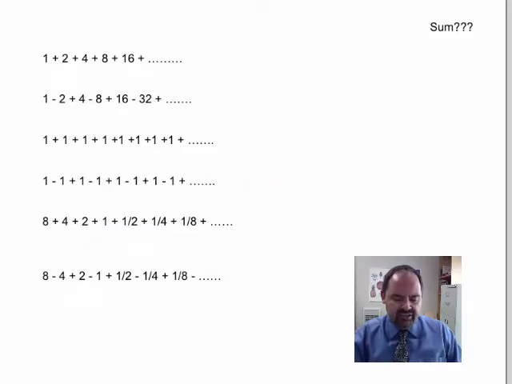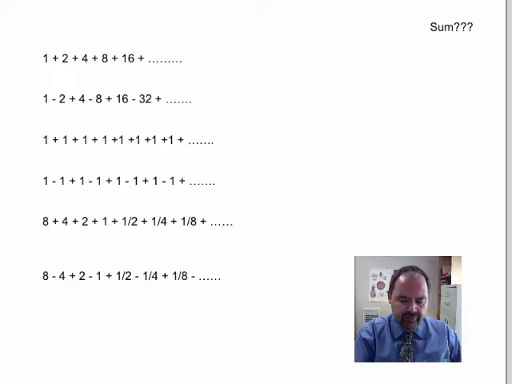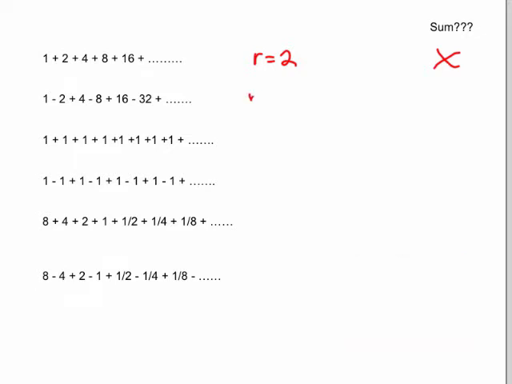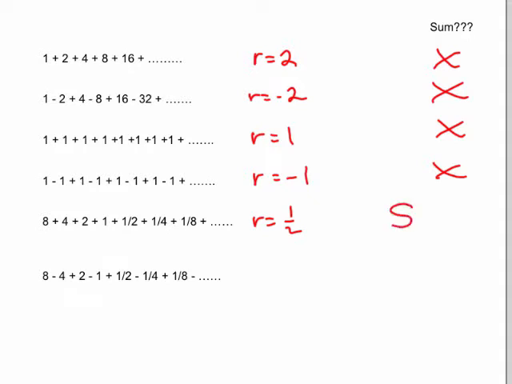So we've looked at 6 series with different types of r values. When r was 2, we did not have a finite sum of the infinite geometric series. When r was -2, we did not have a finite sum. When r was 1, we did not have a finite sum. When r was -1, we did not have a finite sum. When r was 1/2, we did have a finite sum, and we were estimating that to be 16. And when r was -1/2, we did have a finite sum. We estimated that, but we're not sure, to be 5.3-ish.